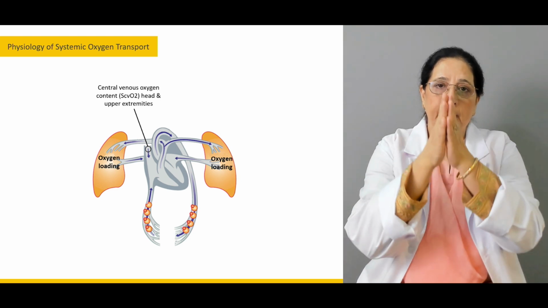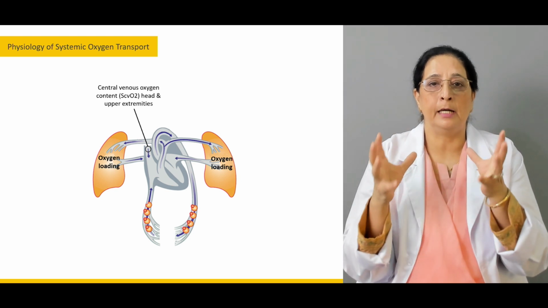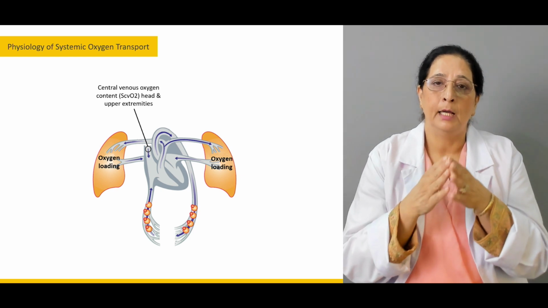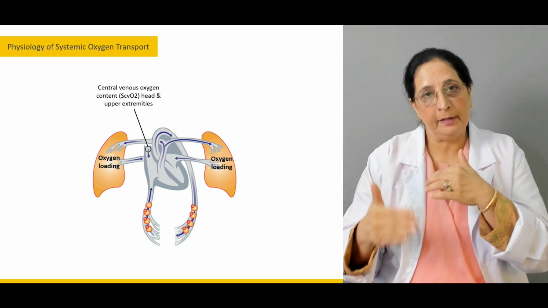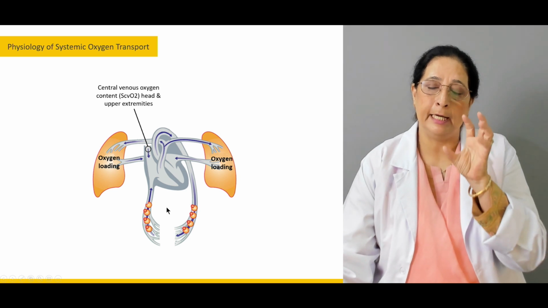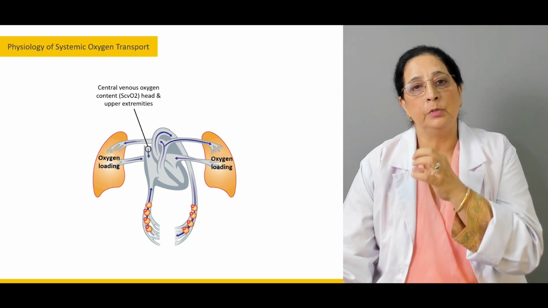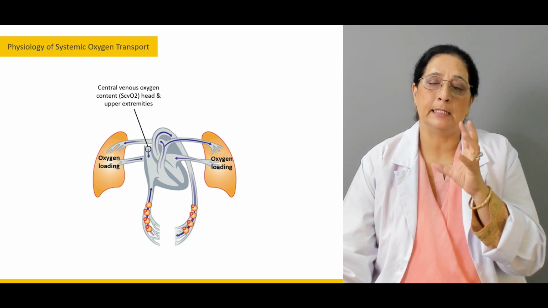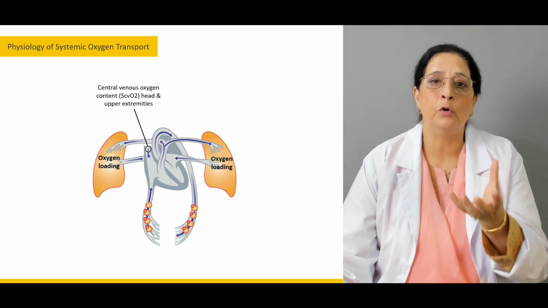So roughly, if I describe the circulation or the blood flow through the heart, we have a superior vena cava that brings the blood from the upper part of the body, and an inferior vena cava that brings the blood back from the lower part of the body into the right atrium. From the right atrium, blood goes to the right ventricle. Now this is the blood which is deoxygenated or has no oxygen.